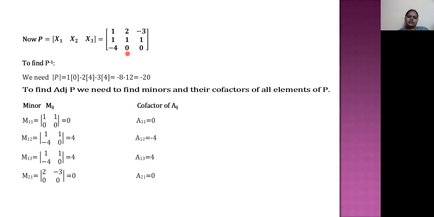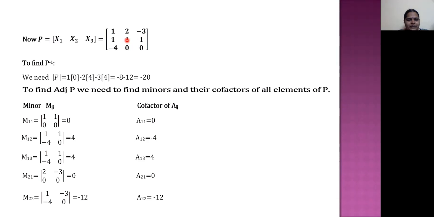Again we find the minor of the second row first element. If we delete the second row and first column, then we remain with the 2 by 2 matrix 2 3 0 0. Its determinant is 0. Next M22: delete the second row and second column, because we are going to find the minor of this element. Then we have the 2 by 2 matrix 1 minus 3 minus 4 0. Its determinant is minus 12.